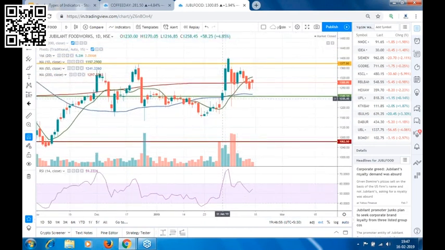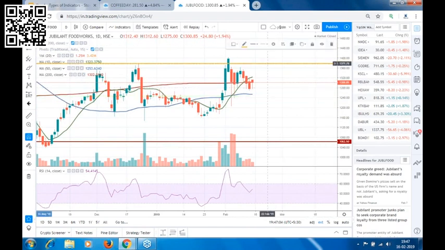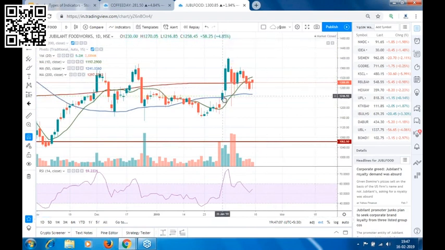Now see Jubilant Food. On this day, on 31st Jan, it closed above your 50 moving average. And see, your 10 period moving average is making a curve shape and it crossed your 50 period moving average. Now when you are taking a trade above a 50 moving average, then you have to see that there is no big resistance on top.